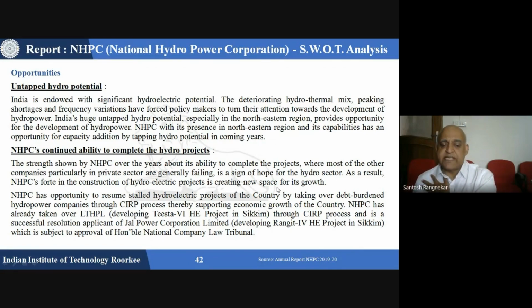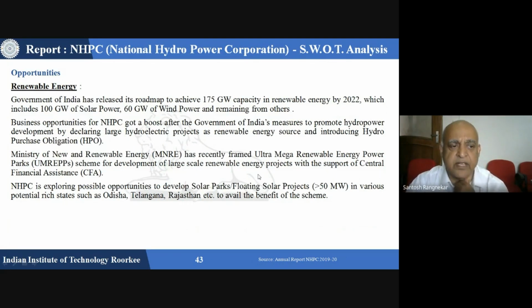NHPC has an opportunity to resume the stalled hydroelectric projects of the country by taking over debt-burdened hydropower companies through CIRP, thereby supporting the economic growth of this country. NHPC has already taken over LTHPL, developing the Teesta VI HE project in Sikkim, through the CIRP process, and is a successful resolution applicant of Jaiprakash Power Ventures Limited, which is subject to approval of the Honorable National Company Law Tribunal.